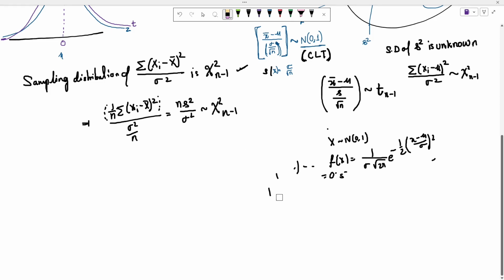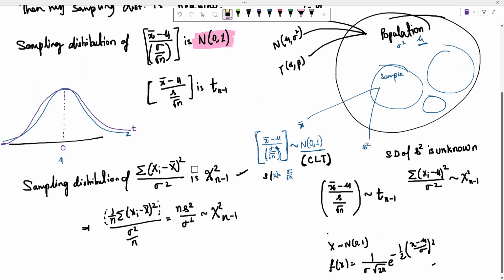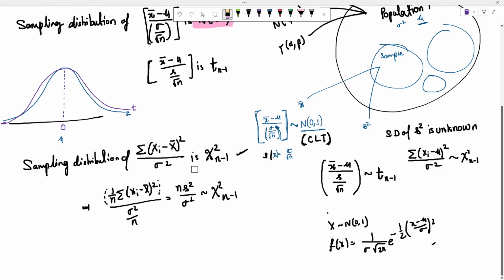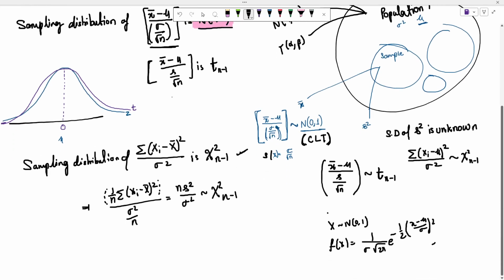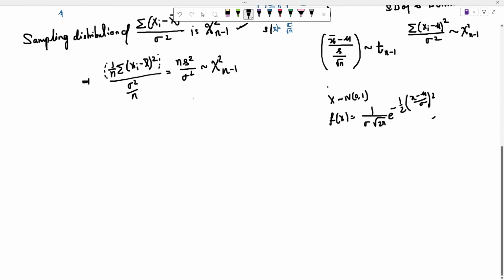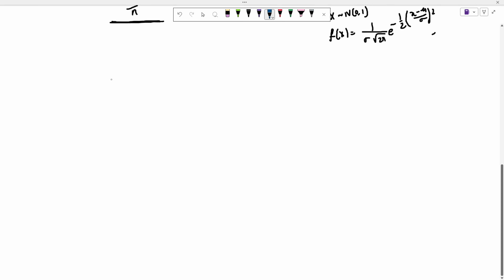Okay, so these were the three important things. Now these are particular examples. This particular random variable is normally distributed, this particular random variable is t distributed, and this particular thing is chi-square distributed. There is a general formula. What is the general formula?